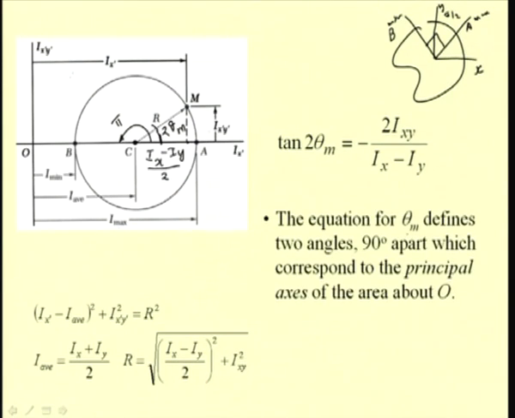So, this equation gives a value of theta m that defines two angles 90 degrees apart which correspond to the principal axes of the area about O. So, one value corresponds to theta m, the other value corresponds to theta m plus 90 degrees.